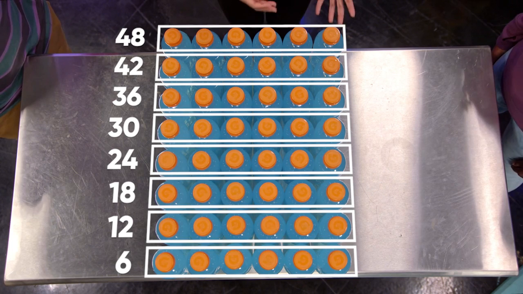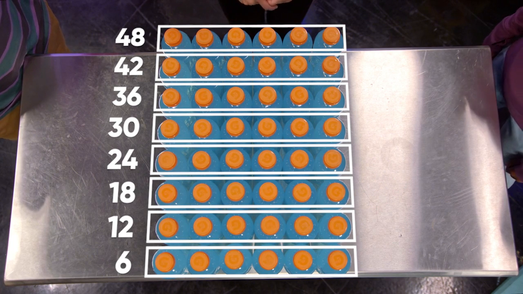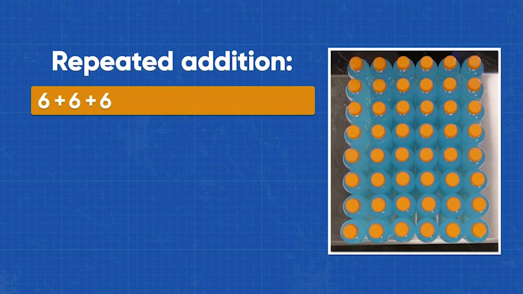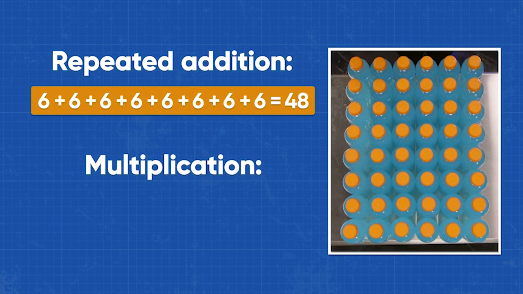Excellent. What you just did is repeated addition. We added 6 8 times. 6 plus 6 plus 6 plus 6 plus 6 plus 6 plus 6 plus 6 is 48. And now with multiplication, you can speed that up. Since we know there are 8 groups of 6, we can say 8 times 6 is equal to 48. That's multiplication. So multiplication is just a more efficient way to add up any equal groups?